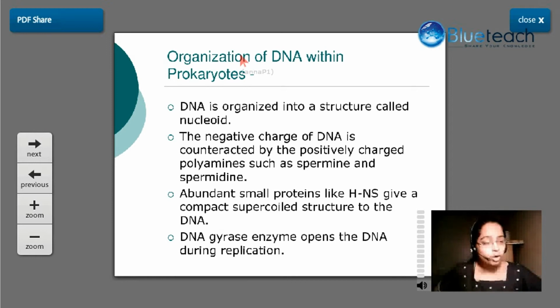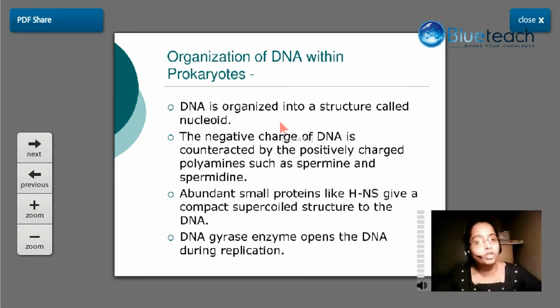Now, in order to come to such a condensed form, it undergoes various steps of organization. This organization of DNA is different in prokaryotes and in eukaryotes. Prokaryotes are single-celled organisms which do not have a well-defined nucleus. So DNA is organized into a structure called the nucleoid. As they do not have a well-defined nucleus, the DNA gets organized within the structure called nucleoid.